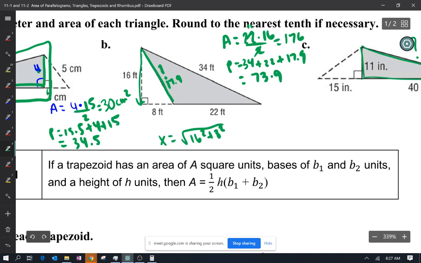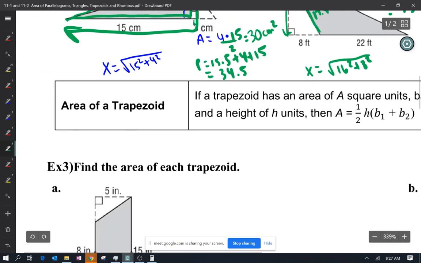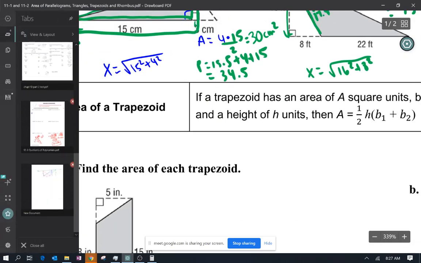73.9. Does that sound more reasonable? Yes. All right, trapezoids. Let's look at a picture real quick.